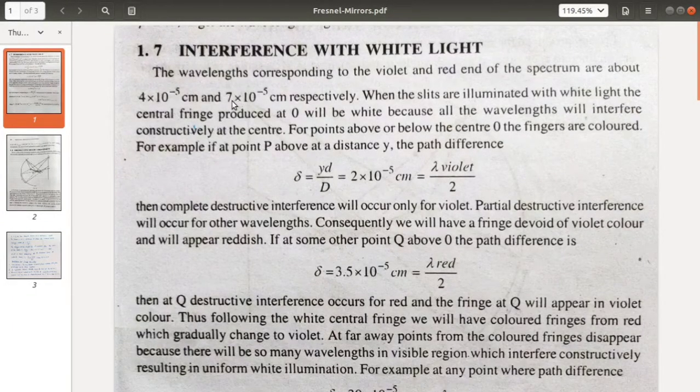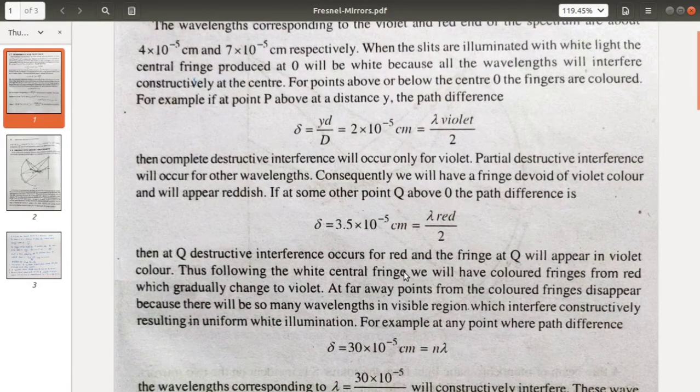You can see that this is the value of wavelength of red light. So 3.5 into 10 to the power minus 5 centimeter means this is half of the wavelength of red light. So we are getting the path difference as wavelength of red light divided by 2. Then at this point, destructive interference occurs for red, and the fringe at this point will appear in violet color. So the red light will disappear.